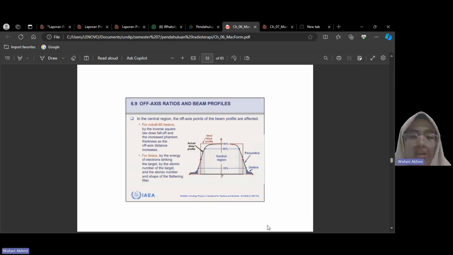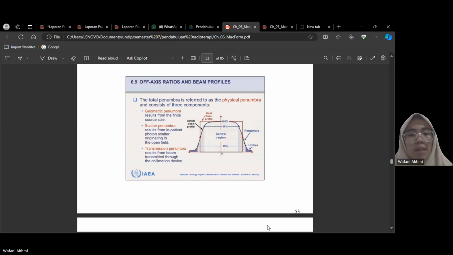In the central region, the off-axis points of the beam profile are affected, for cobalt beams, by the inverse square law dose fall off and the increased phantom thickness as the off-axis distance increases; for linac beams, by the energy of electrons striking the target, by the atomic number of the target, and by the atomic number and shape of the flattening filter.